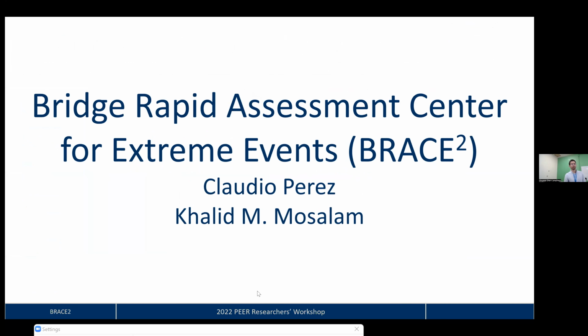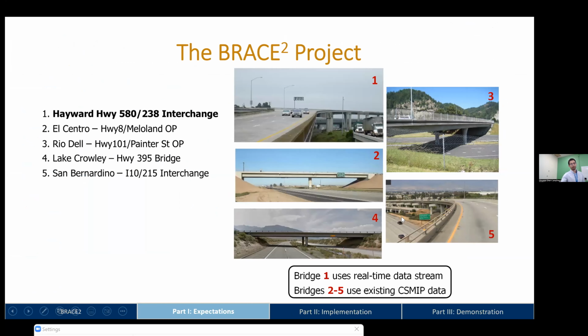So we're going to be talking about the Brace 2 project for real-time structural health monitoring. The premise of this project is that there are several bridges outfitted throughout the state of California with accelerometers. And we are looking at 5 in particular, and we want to answer, when an event happens, what can we say about where resources should go? How do we make safe calls about where we send out responders or inspectors?